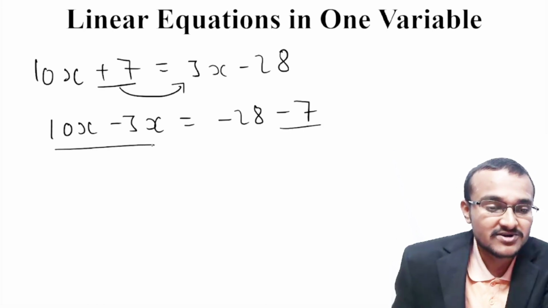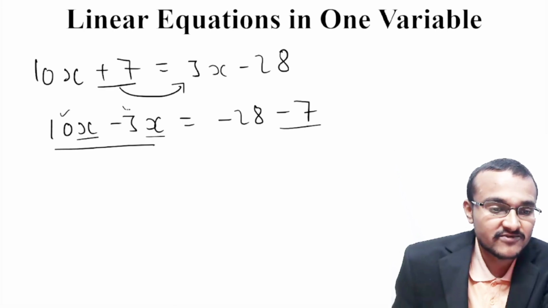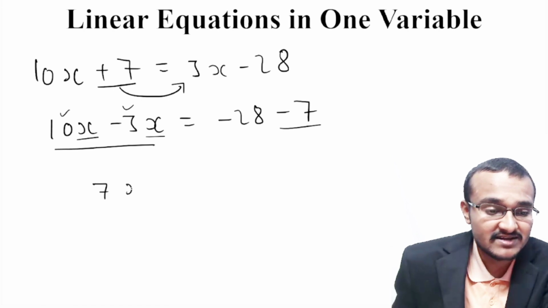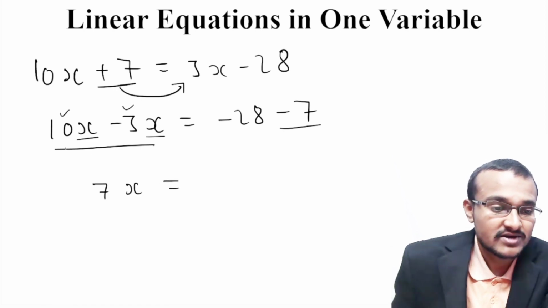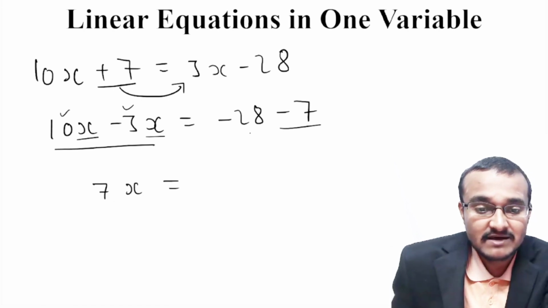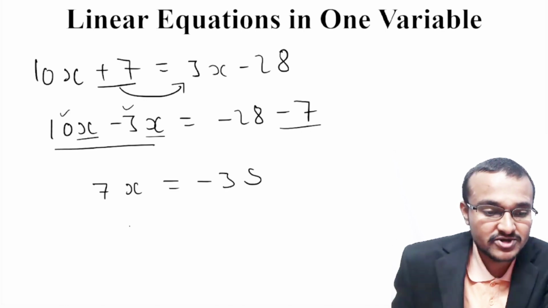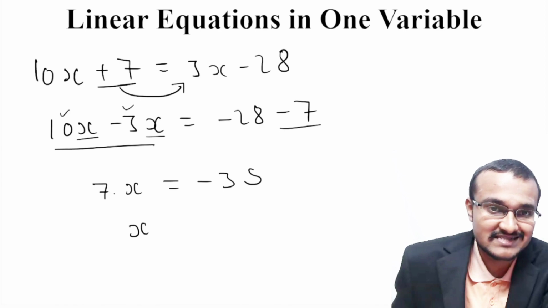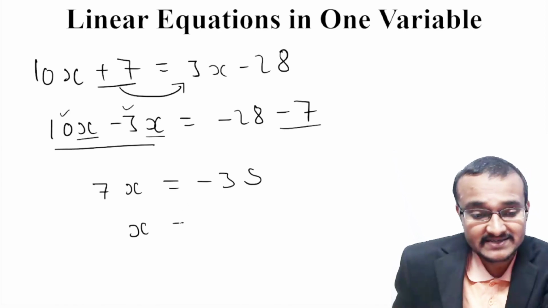So now you can solve 10x minus 3x, because the variables are the same. You can perform subtraction for these particular numbers. So 10 minus 3 is 7, so x will be common. So 10x minus 3x is 7x, minus 28 minus 7 is minus 35. So now you can actually bring this 7 to right hand side.